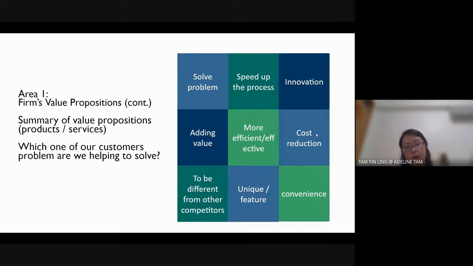For example, if you are selling in campus, then you can sell cheaper products for students. This is also some value. Itu nilai yang dipentingkan. Cost reduction means cheaper products selling to the customers, more efficiency or effectiveness, adding value, menambah nilai. So value here, it can be you have the same product, same price, but I give you extra.